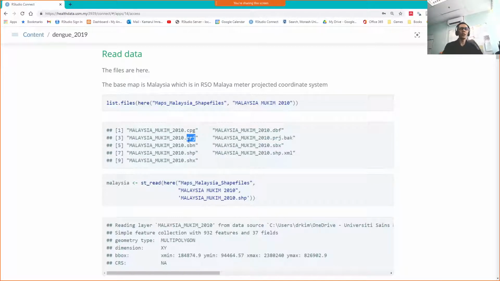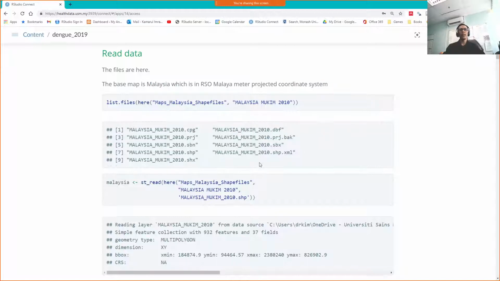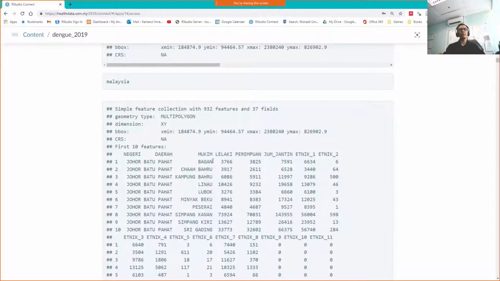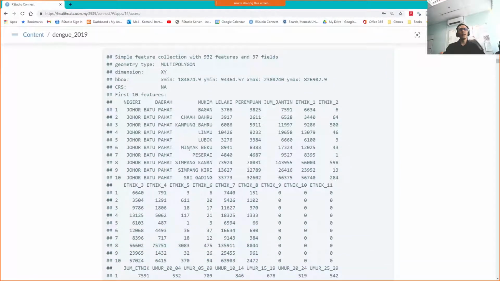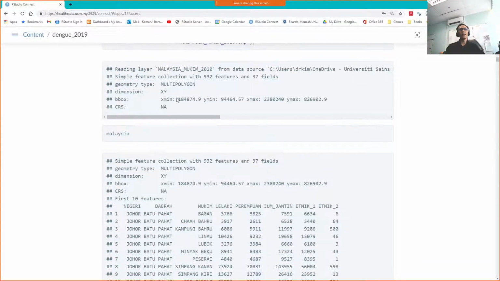If you don't have this one, you don't know what projection or coordinate reference system the spatial data uses. So based on this, I know that Malaysia is using the RSO Malaya Meter projected coordinate system. Okay. Then I read the data, and again masa ni when I read the data, it was read as X and Y.